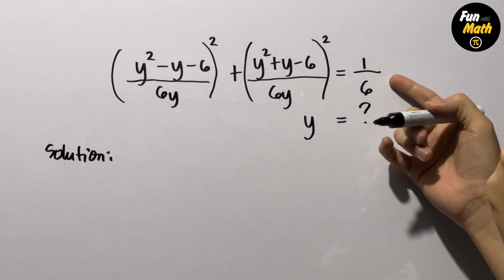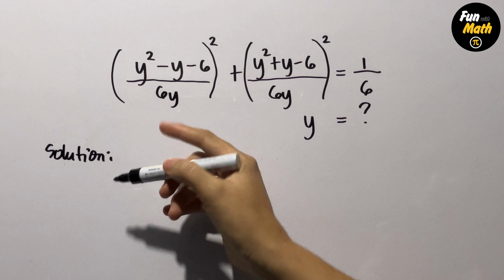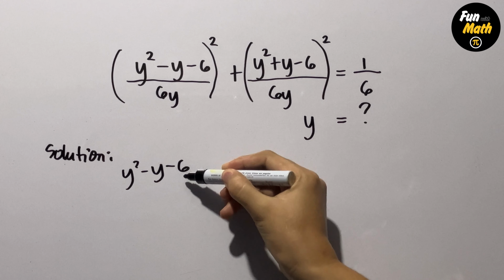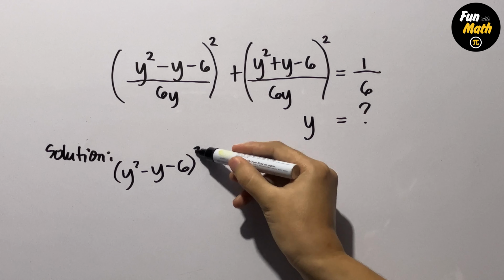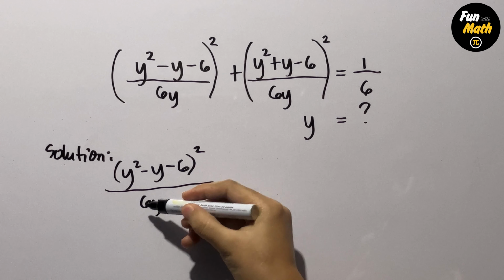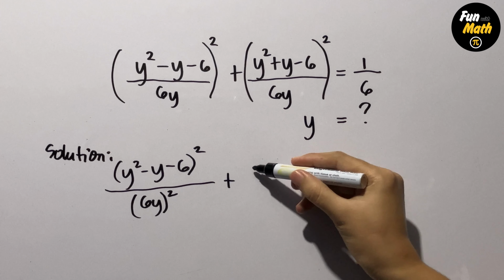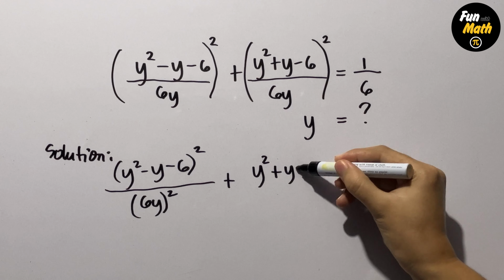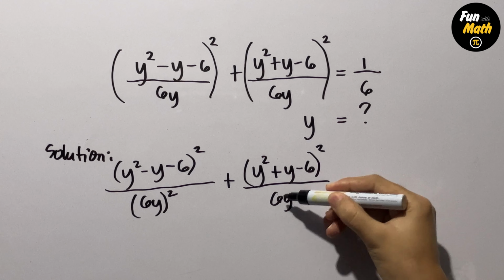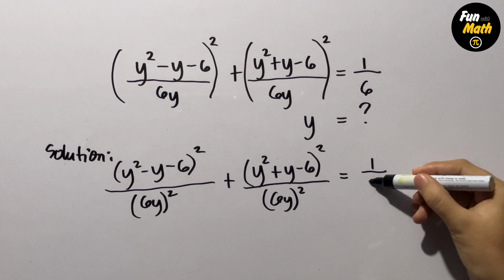For our equation, let's write it again with a separated power. So for this, we can write it as (y squared minus y minus 6) whole to the power of 2 all over (6y) whole to the power of 2 plus (y squared plus y minus 6) whole to the power of 2 all over (6y) whole to the power of 2 is equal to 1 over 6.